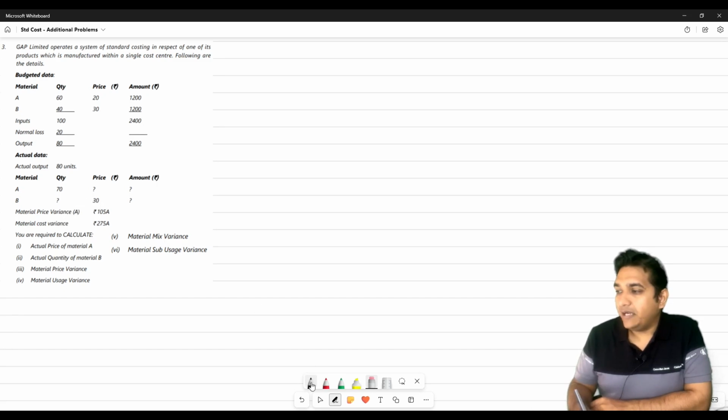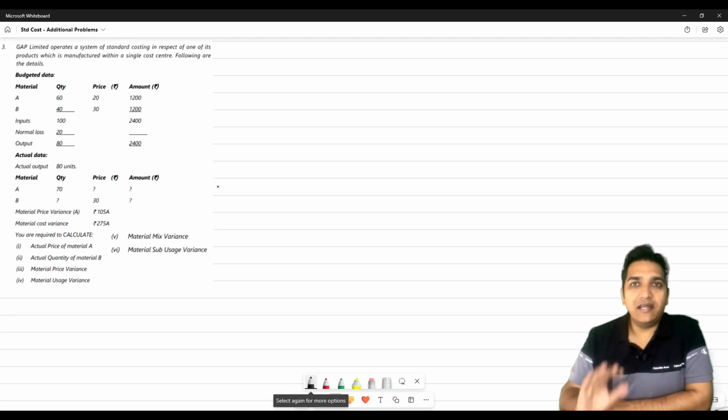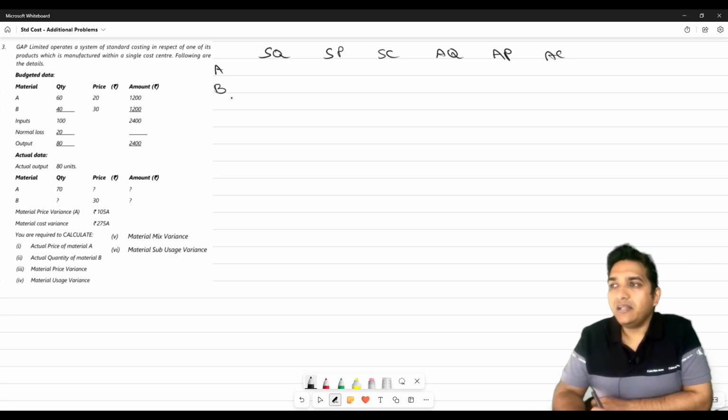Now let us get to solving the problem. Like any other problem in standard costing, first we will write down the information provided to us in our table. So what is our table? We have standard quantity, standard price, standard cost. We have actual quantity, actual price, actual cost. Say this is A, this is B, right?